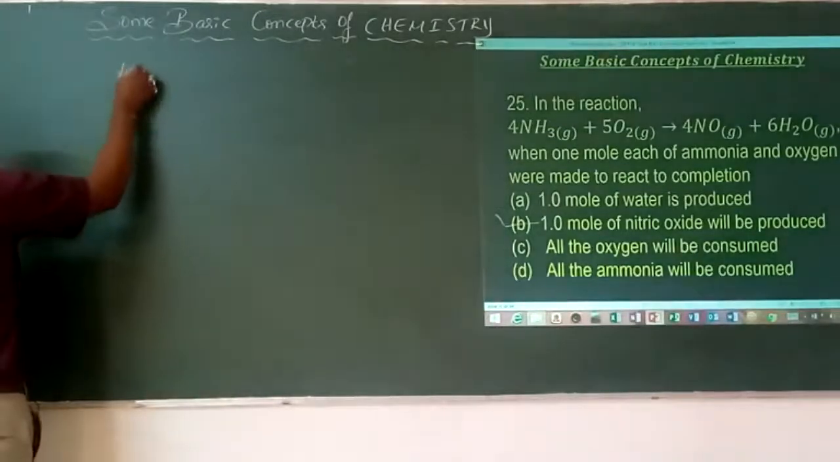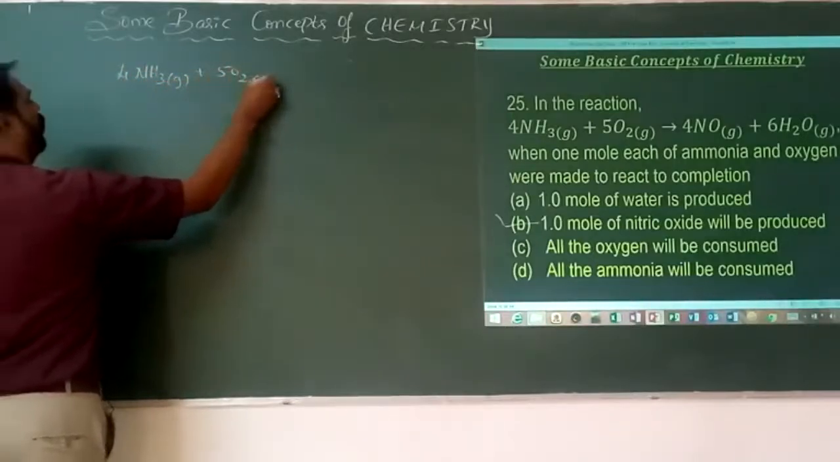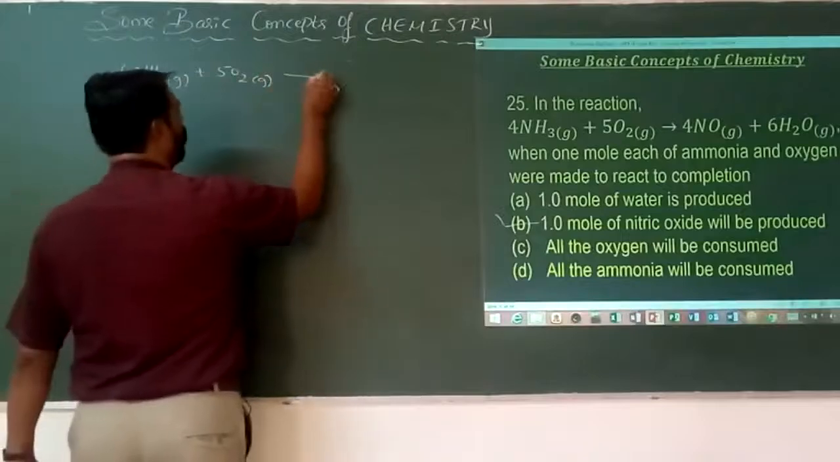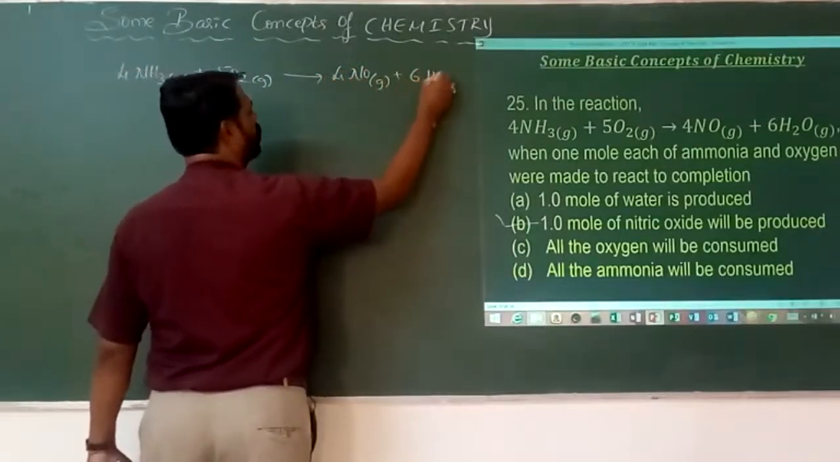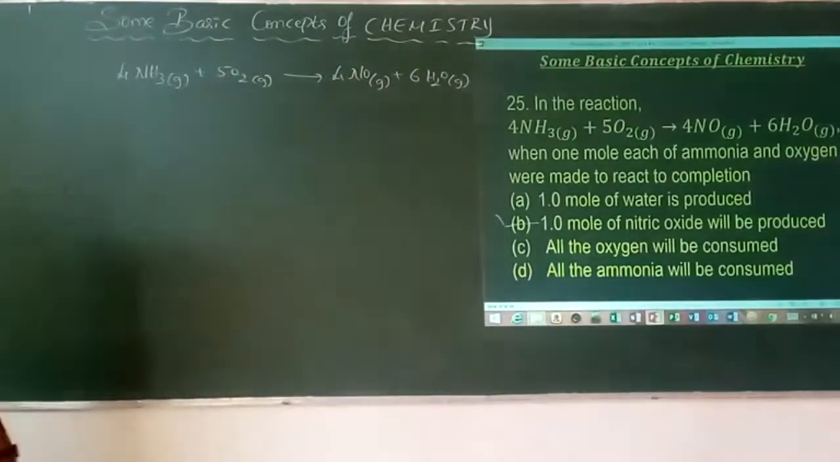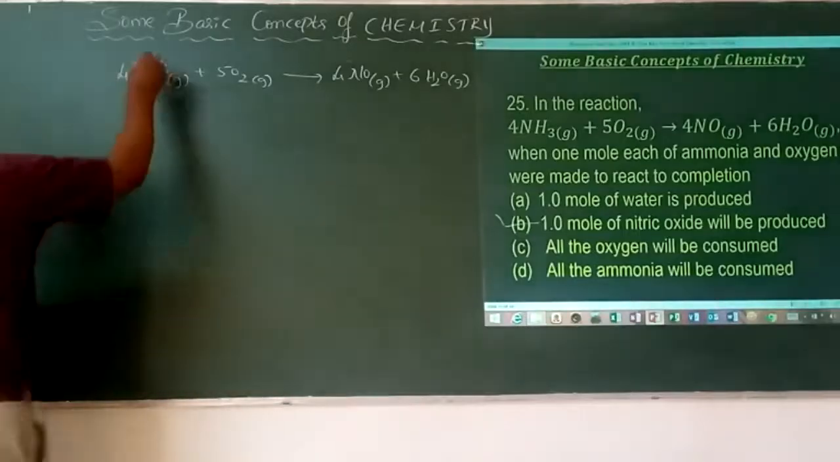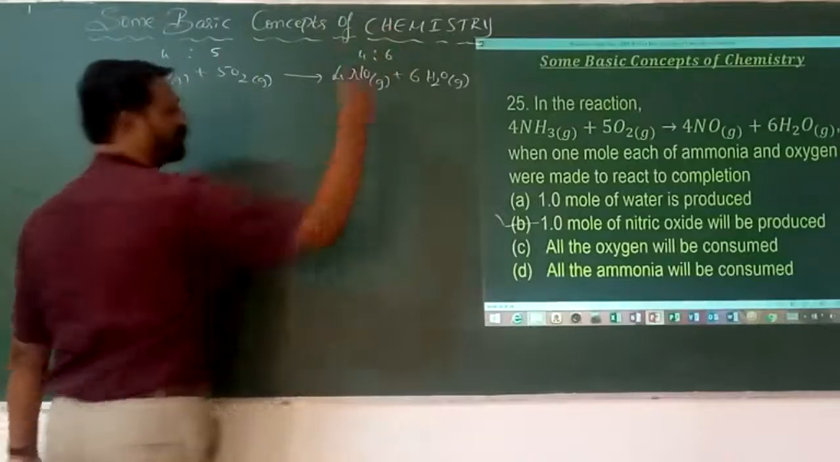4 moles of ammonia in the form of gas plus 5 moles of oxygen in the form of gas give rise to 4 moles of NO in the form of gas plus 6 moles of H2O in the form of gas. All are in the gaseous states. In what ratio are ammonia and oxygen combining? They are in the ratio 4 is to 5.